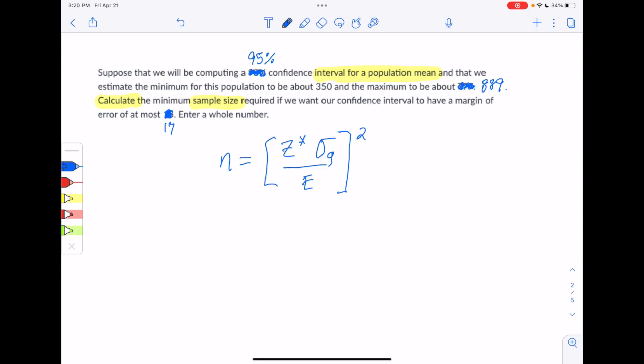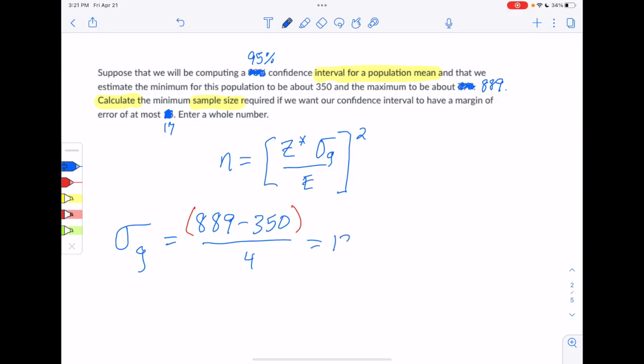So let's go ahead and do that. First of all, the sigma g, that was the question from the previous problem. The way you do that is you take the maximum and the minimum that they gave you, which was 889 minus 350, and you divide that by 4. That's fairly straightforward on the calculator, so I'll just show you the answer, but make sure you remember to put parentheses around the numerator because of the subtraction. When you do that, you get 134.75.